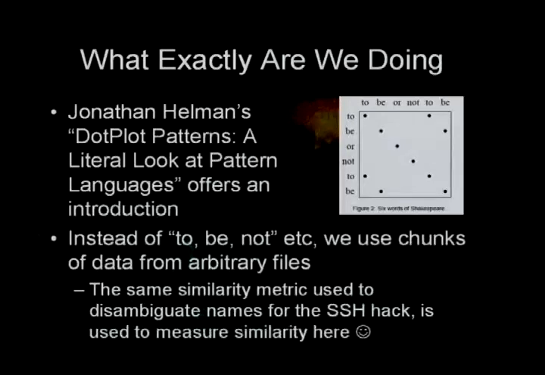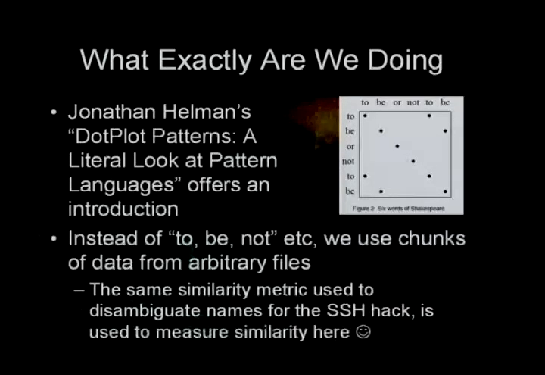So what exactly are we doing? Well, Jonathan Hellman's dot plot patterns, a literal look at pattern languages, offers an introduction. So take to be or not to be. Down the center, 2 is a 2, B is B, or is or, not is not, etc. So no matter what, we're getting a diagonal line, right? But look, that 2B in the upper right corner, 2B gets repeated between the beginning and the end. So we get these extra dots along the side. That shows a repeat, right?